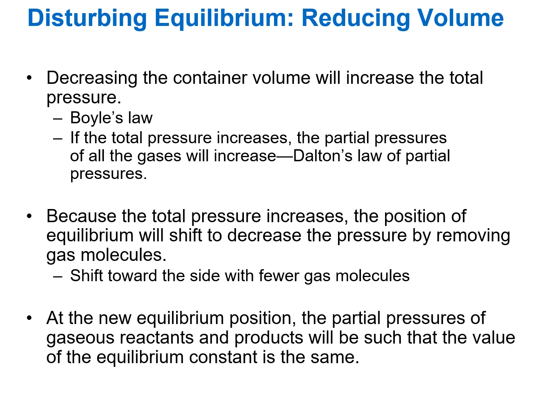Now, because the total pressure increases, the position of the equilibrium will shift to decrease that pressure by removing gas molecules. So that means it's going to shift to the side with the fewer gas molecules. And at this new equilibrium position, the partial pressures of the gaseous reactants and products will be such that the value of the equilibrium constant remains the same. So that's what happens.